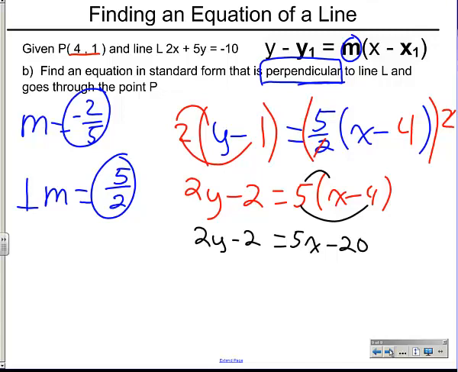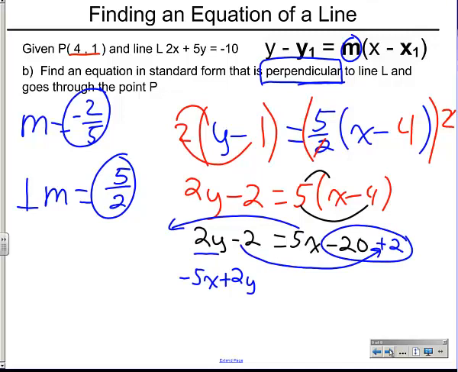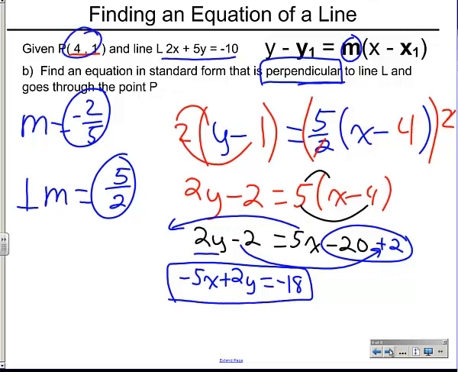And for my last step, I'm going to bring my x to this side, which will give me a negative 5x plus the 2y that's already over there. But I'm going to take this minus 2, move to this side as a plus 2, and when I combine these together, that will now be equal to negative 18. So the line that's perpendicular to this line but goes through this point is negative 5x plus 2y is equal to negative 18.